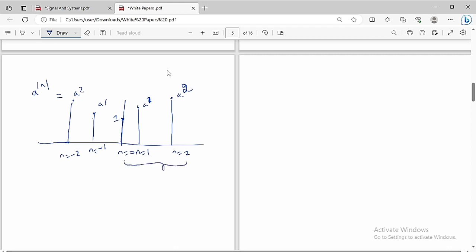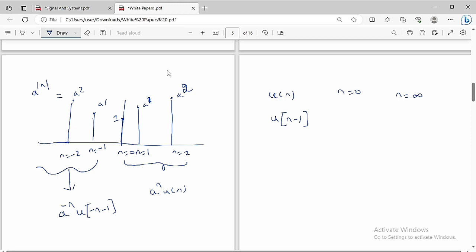So this is nothing but a to the power of n into u of n. Now I want to find this other part also. So how can I get it? This is a to the power of minus n into u of minus n minus 1. Because u of n is going to start from n is equal to 0 and go to n is equal to infinity. And u of n minus 1 means add 1 to the initial point and the final point. So 0 minus 1 is nothing but minus 1, and infinity minus 1 is infinity. And u of minus n minus 1 means we have to do this, we are dividing by minus 1 on both sides, so we can divide it by minus infinity.